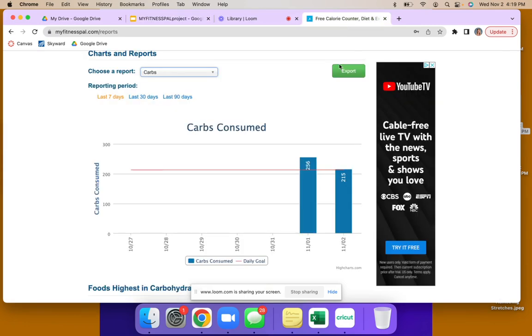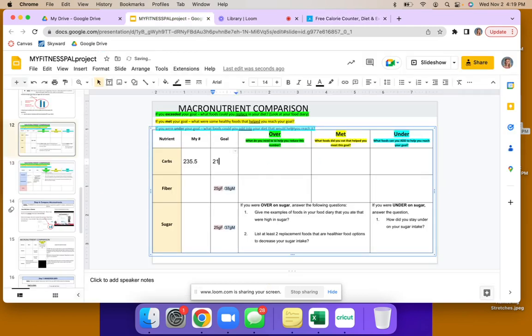My goal, okay, is right here, this red line. It says I should have 213 carbs. So then it's asking, are you over, did you meet, or are you under your goal for carbs? So I should get 213. I got 235 and a half. So I was over, okay?